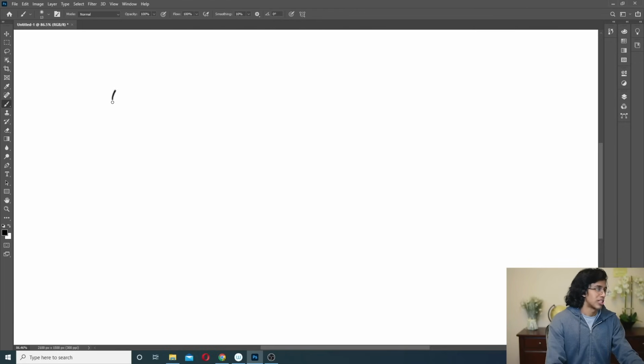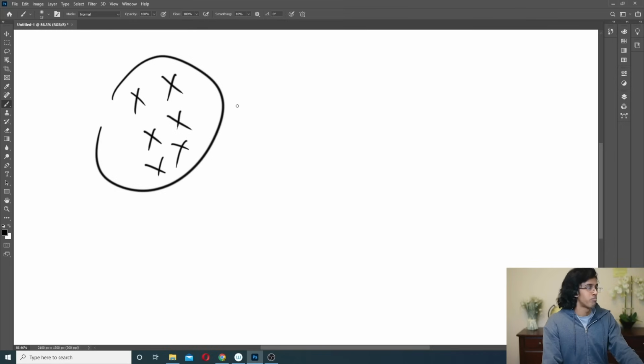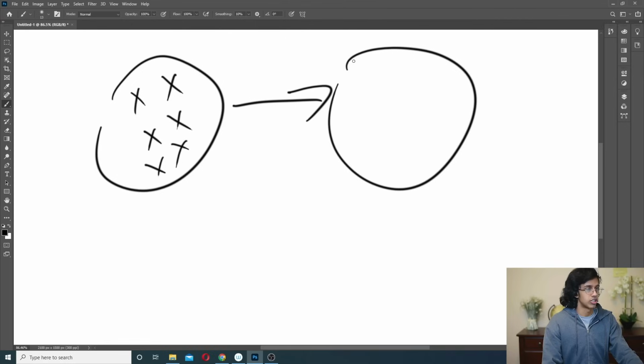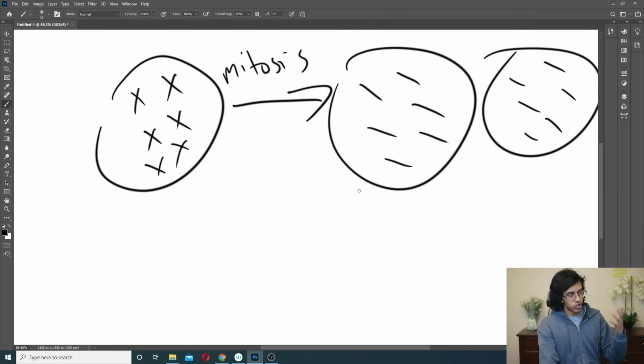So, for example, mitosis, you have like 46 chromosomes. Let's just say we have 6 chromosomes because I am too lazy to draw 46 chromosomes. Then basically this guy divides up into 2 cells with the exact same chromosomes, except now they're no longer duplicated. Alright, so this is mitosis. You make 2 identical daughter cells.